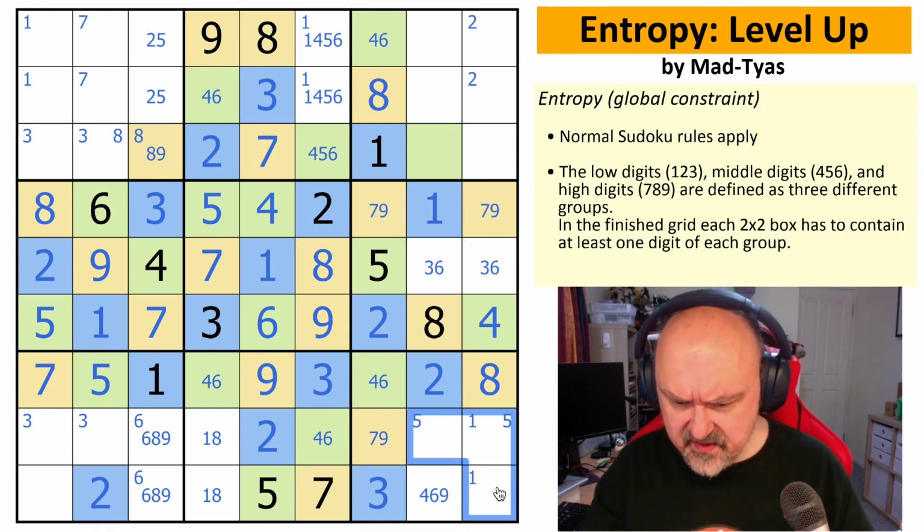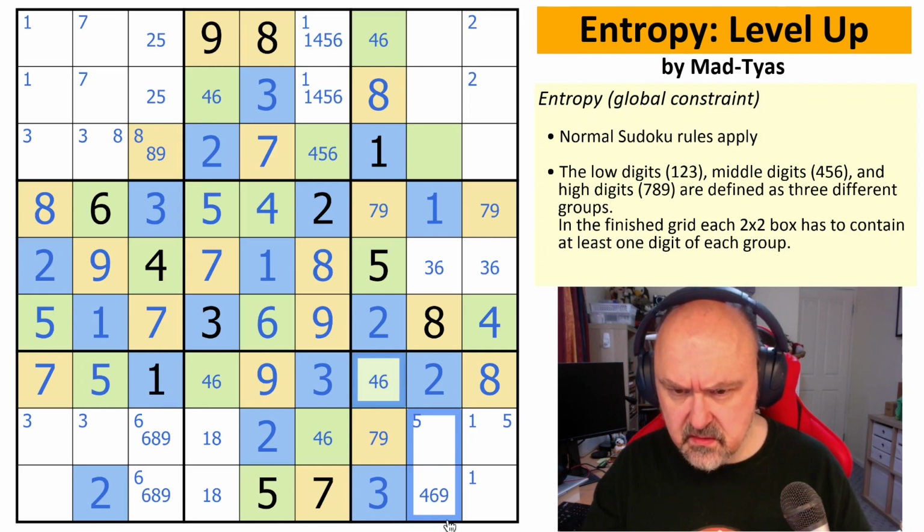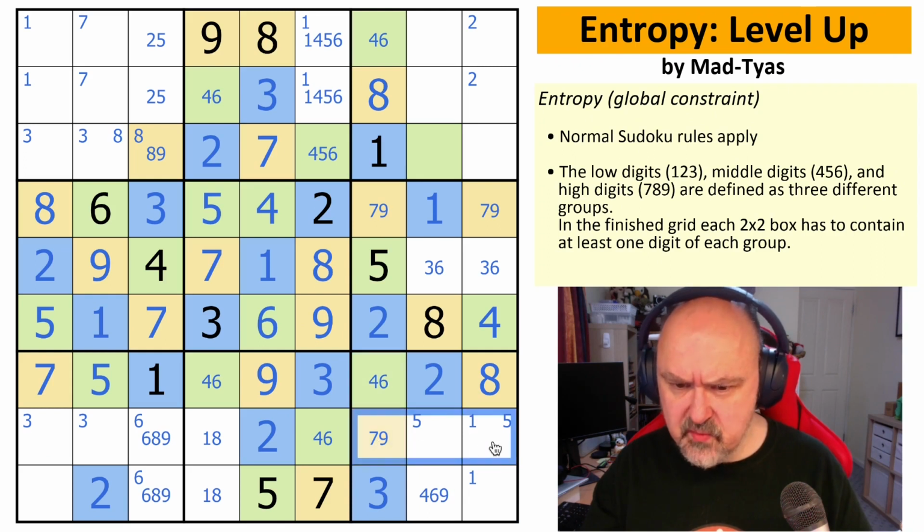I keep being attracted to box 9. 1 goes in here. I've got the 2, 3. The 4 is in one of these 3 cells. 5 is in here. 6 seems to be wide open. 7 is in one of those 3.